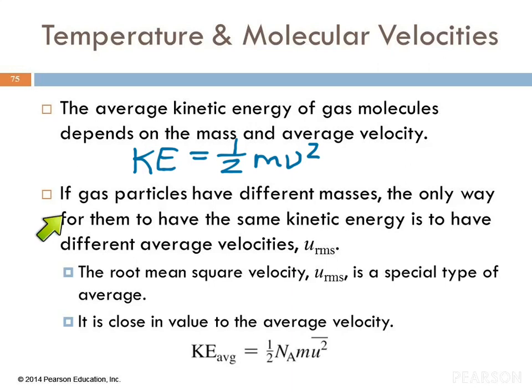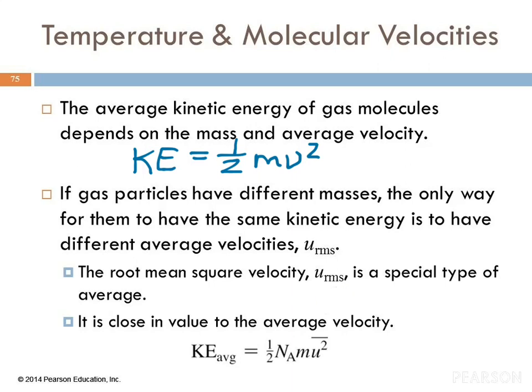Some are going faster and some are going slower. Because the gas particles have different masses, the only way for them to have the same kinetic energy, to be at the same temperature, is if they have different average velocities. Now, they don't actually use average velocity, because to do a real average velocity, you'd have to find the velocity of each particle and add them up, and how do you do that? We actually use what's called a root mean square velocity. So that's what URMS means. It's the root mean square. It's a special kind of average.